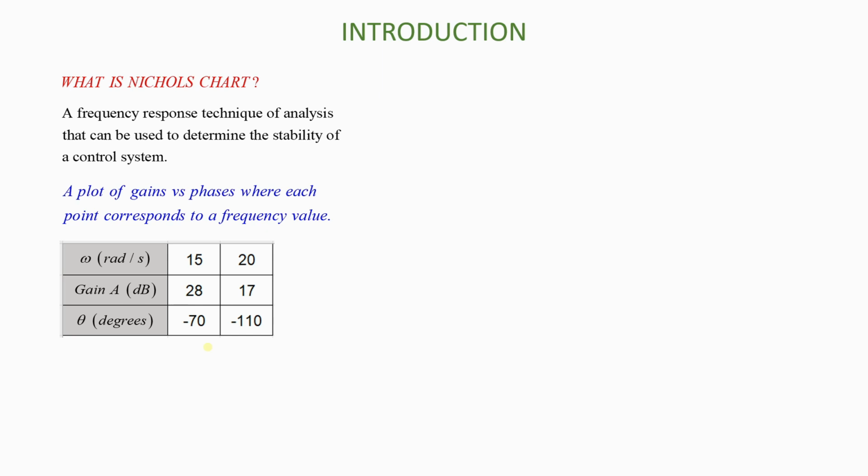So now, how do you plot them on the Nichols chart? How do you plot these values on Nichols chart? Again, I will remind you that Nichols chart is essentially a plot of gains versus phases, meaning on the x-axis you have phases and on the y-axis you have gains. And so you will plot those gains against the phases, and then each point that you obtain will correspond to a frequency. Okay, so let's do that quickly.